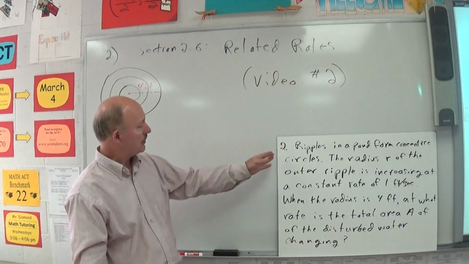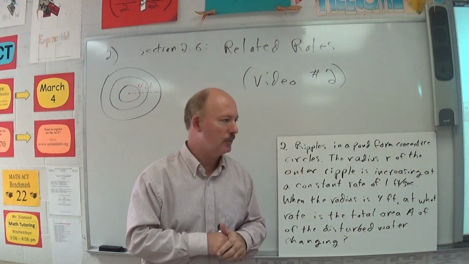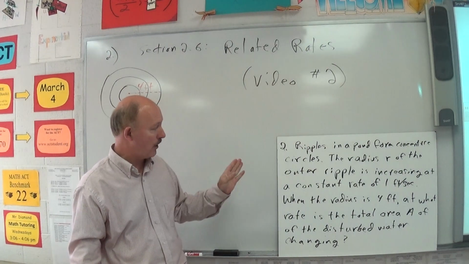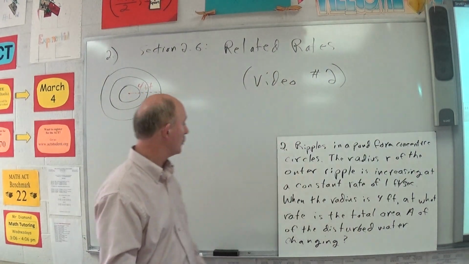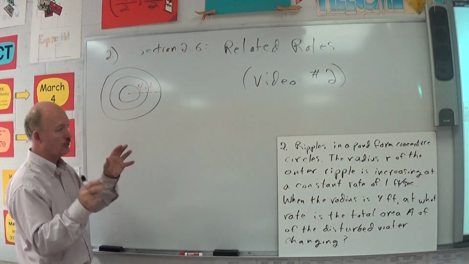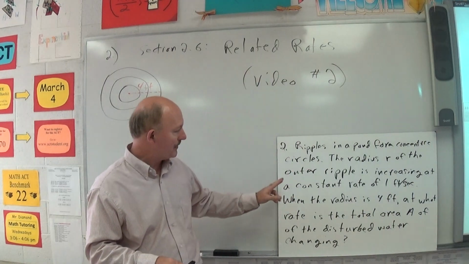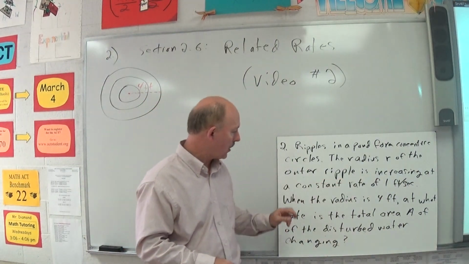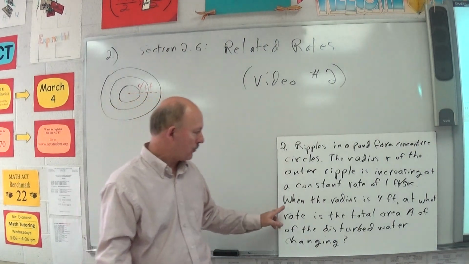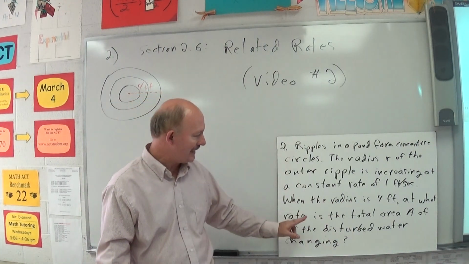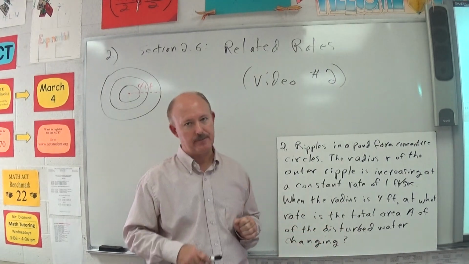Now this is actually example number 2. Example number 1 was on the previous video. This involves ripples in a pond. It says ripples in a pond form concentric circles. So you see here concentric circles. It's a circle within a circle. The radius r of the outer ripple is increasing at a constant rate of 1 foot per second. When the radius is 4 feet, at what rate is the total area A of the disturbed water changing?